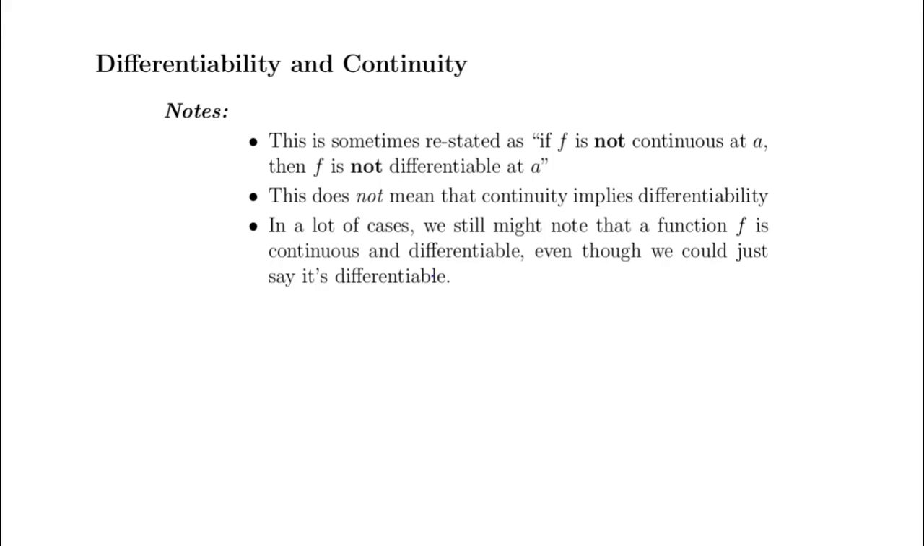There are cases where you have functions that are continuous for all real x values, but the derivative doesn't exist for any of them. It's kind of crazy, the Weierstrass functions. In a lot of cases, though, we might note that f is continuous and differentiable, even though we could just say it's differentiable, because that covers both.